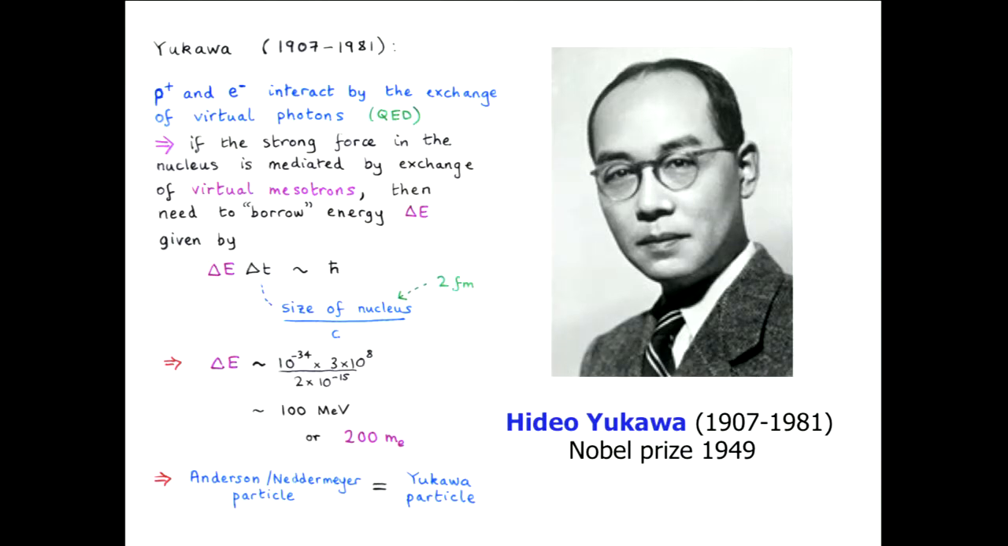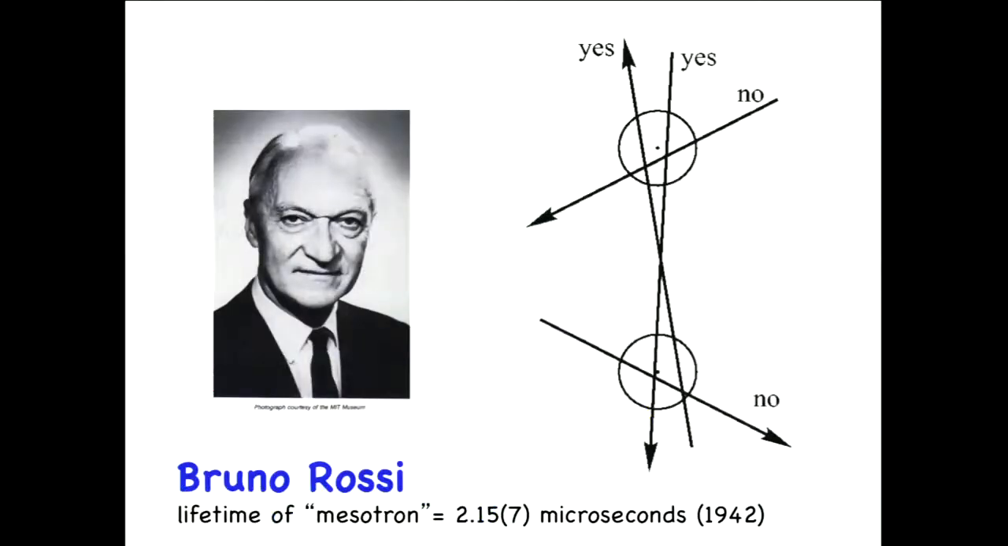Okay, that's exactly what Anderson and Neddermeyer had just discovered. They found a new particle which has a mass of 200 times the electron mass. Therefore, their particle must be this thing that holds the nucleus together. So this is what I mean by saying it's a dangerous thing when theory agrees with experiment, because this conclusion is not correct. Now, we're still in the 1940s.